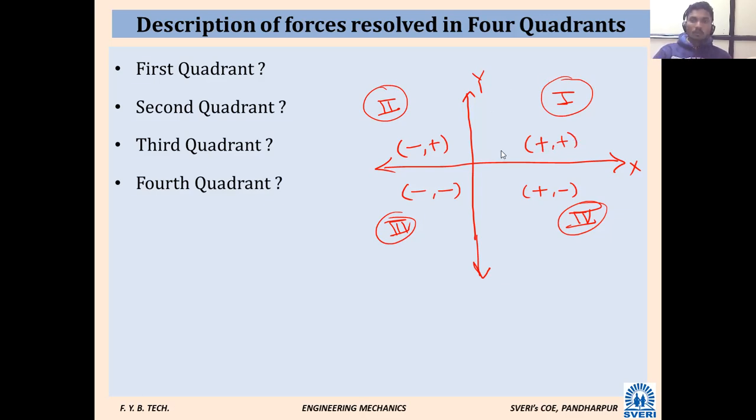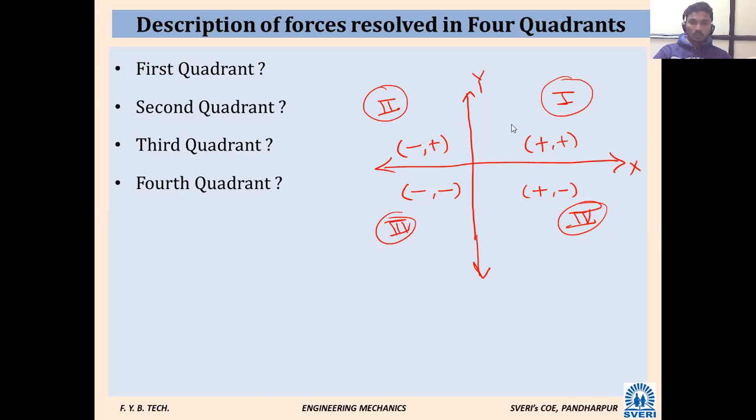These are the signs of components: X component and Y component. These are the signs: plus plus, minus plus, minus minus, plus minus, in this way. So that should be your answer. Okay, it is very basic. These are the signs of the components.